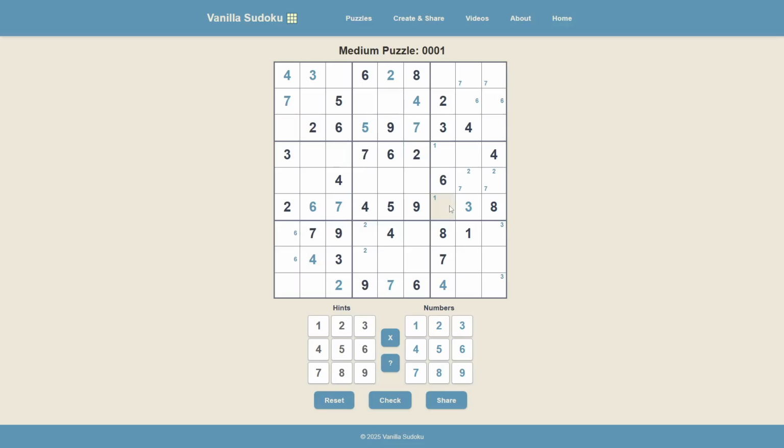Oh, we have a freebie here in this row. So this row needs its 1 in order to be complete, and there's only one cell for it to go, so it must be there, which means we can remove our hint from that cell.